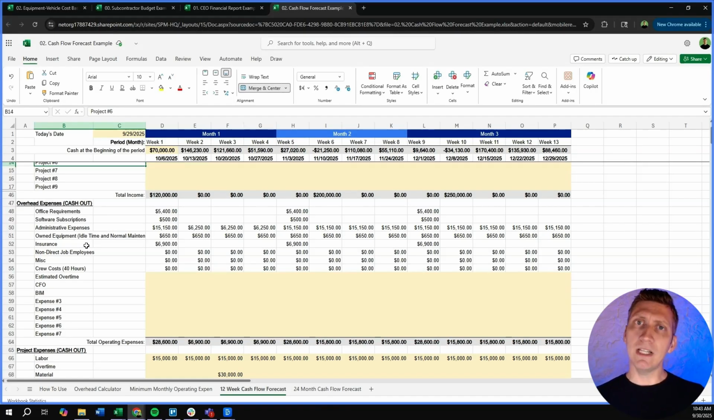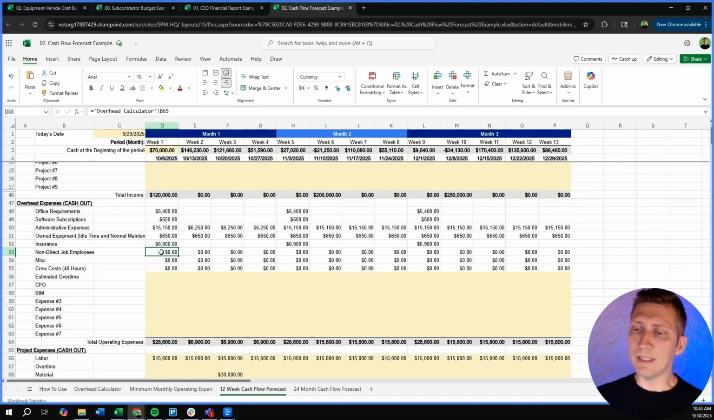Insurance, I like to advocate to pay insurance monthly. Some people like to just pay it outright in the annual, but it's a lot harder to save up $12,000, $13,000 to pay out at one time for a $2 million contractor than it is to pay a couple $1,000s here and there quarterly or even $900 a month. And then you get into non-direct job expenses. In this example, I don't have that. And that's going to be your business development, estimating, people like that, miscellaneous, and crew.